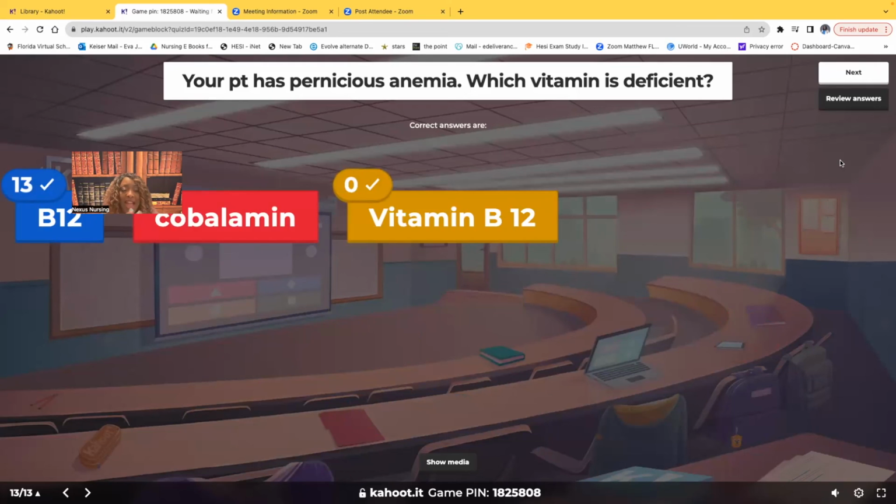Yes, cobalamin, vitamin B12. So the patient that has pernicious anemia, guys, what's happening is they don't have intrinsic factor, and intrinsic factor is what's needed to absorb vitamin B12. Vitamin B12 is important for the neurological status, okay? Let me tell you something. You cannot live without vitamin B12. So if you have pernicious anemia and you are not getting an exogenous source, that means an outside source of vitamin B12, you're not going to live long.